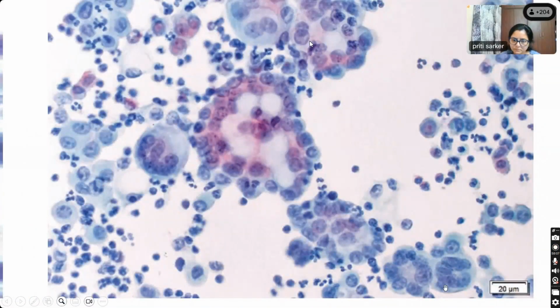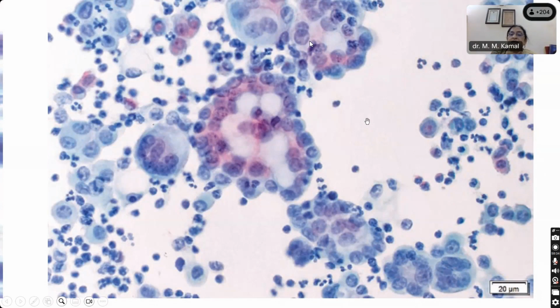What are you seeing in this? Morules. Are they giant cells? Can you get giant cells with mesothelial cells? Giant cells are common with reactive mesothelial cells. You are seeing these nucleoli very nicely in all of these cells, and you have some collagenous material inside.